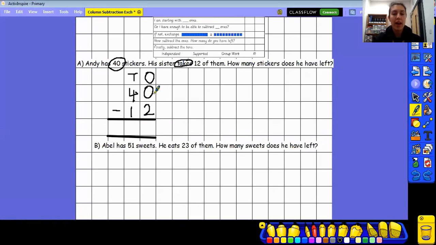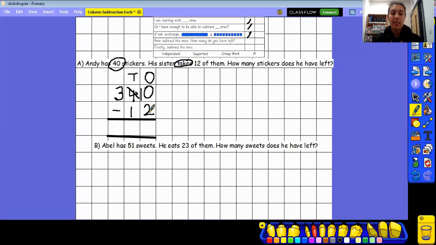We start off with our ones. I am starting with 0 ones. Do I have enough to be able to subtract 2 ones? No, that's not possible. So I need to get myself some ones from somewhere. That's right, I need to exchange. I need to take one of the tens from my tens column and bring it into my ones column. And that means I won't have 4 tens anymore. I will only have 3 tens. So now that I've made that exchange, I've got 10 ones. That's plenty to be able to subtract 2.